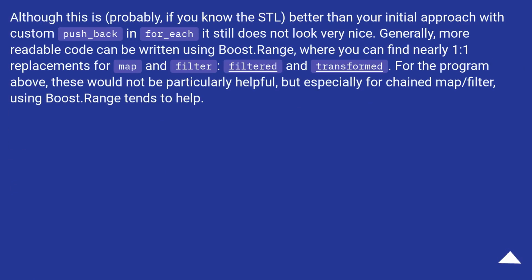Although this is, probably, if you know the STL, better than your initial approach with custom push_back in for_each, it still does not look very nice. Generally, more readable code can be written using boost.range, where you can find nearly one-to-one replacements for map and filter: filtered and transformed. For the program above, these would not be particularly helpful, but especially for chained map/filter, using boost.range tends to help.